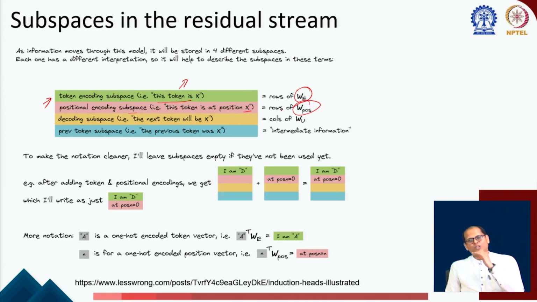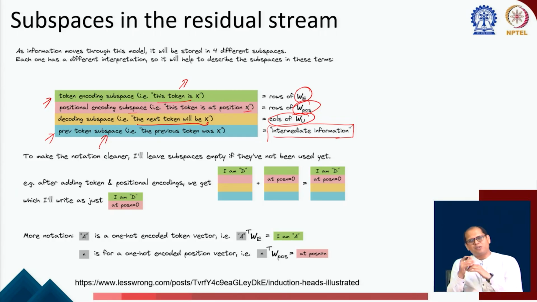Now, you also want to decode finally what the next word is. So, you have a decoding subspace, so that the next token will be x. These are the columns of your unembedding matrix that you apply at the last layer. And you also have a previous token subspace, that is, what was the previous token. This is like intermediate information, so all intermediate information you will put in here. Whatever you have seen, the previous token was this, or whatever else, would come here. So, you can think of these 4 subspaces.